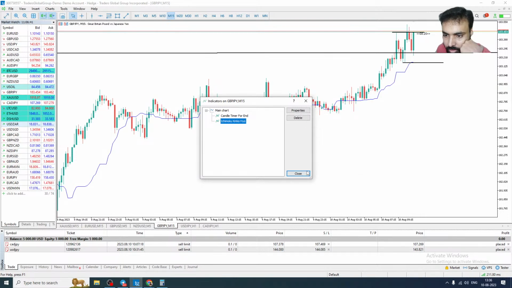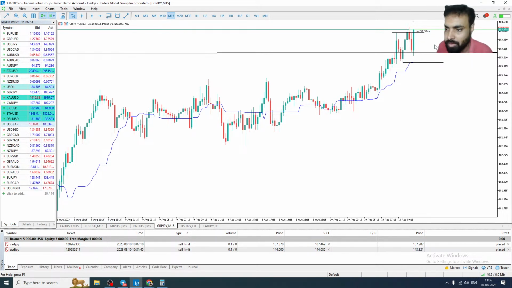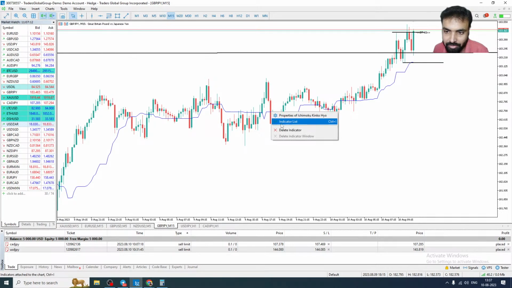Click OK. Now you see the Kijun-sen line, right? This is the blue line. Instead of using a 20 period moving average, you can use this in the default settings. This is way better than a moving average. If price has gone below, you are going to sell. If it is going above, you are looking for buy. So something like that, you can use the Kijun-sen line if you want. But I don't suggest any indicators.